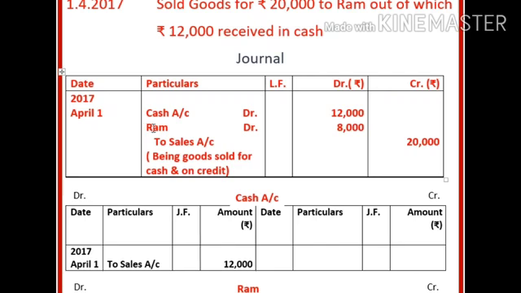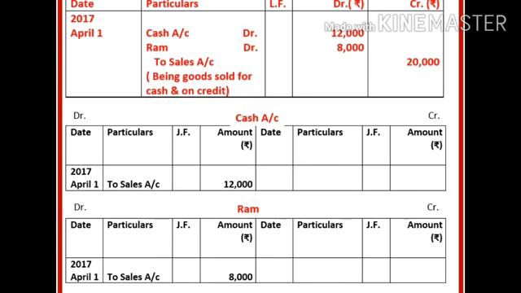So in cash account as well as in Ram account, in particulars, what we will write down? To sales, like this. And how much debit is cash getting? 12,000. And how much debit will be there in Ram account? 8,000. Now sales account, there is a total credit of 20,000.